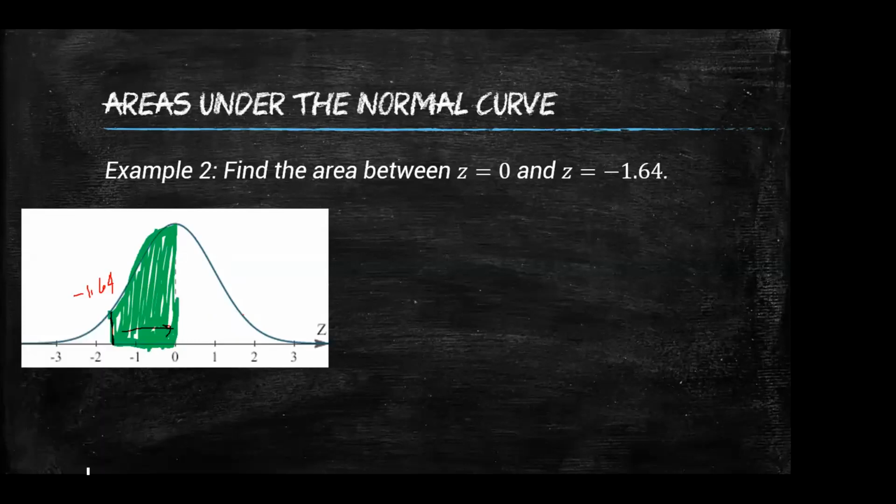So yung area ng may z-score na negative 1.64 and 0 is 0.4495, tama ba? Yes, sir. Okay, 4495. So yan siya. Ngayon class, ano yung sign ng area natin?